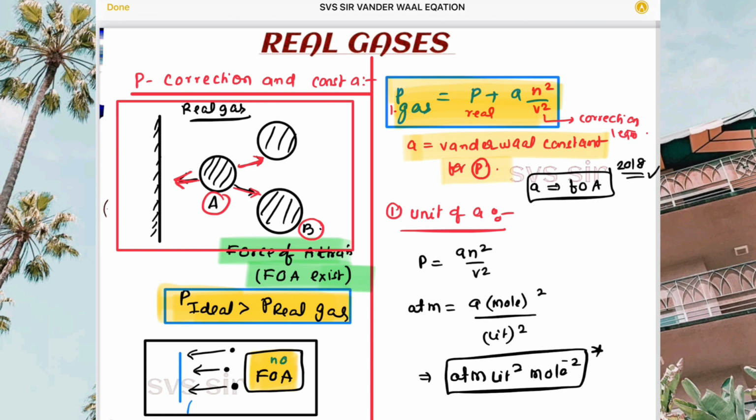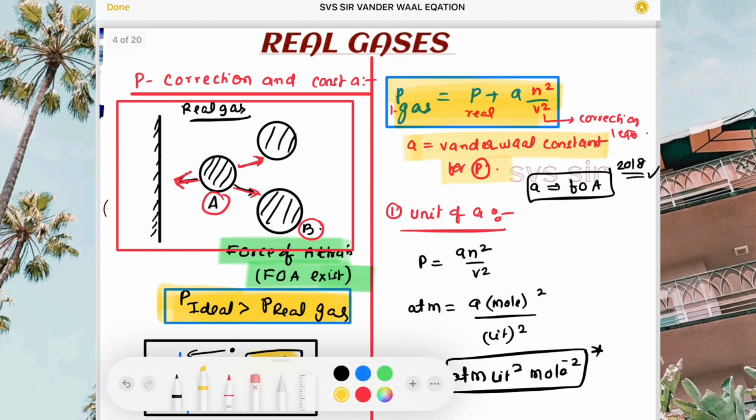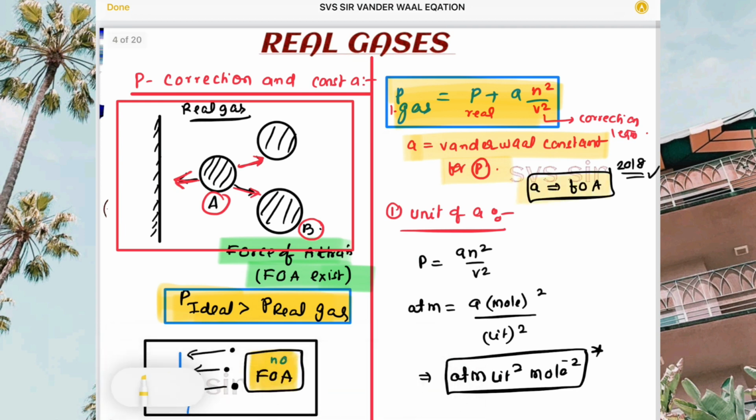So what you have to remember? You have to remember pressure of the gas equal to P real plus a n square by V square. And what is a? a is nothing but force of attraction. What are the units? Atmosphere liter square per mole square.